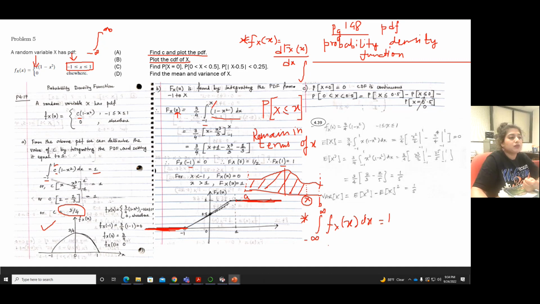So this function is defined between the values of minus one and one. So what is the distribution? It's half. So when, this is not a straight line.